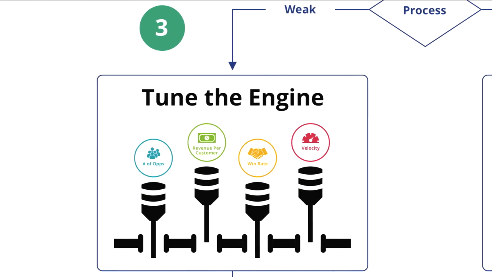If the process is weak, you will be able to set coaching goals around improving the sales process, which we call tune the sales engine. Here is our 4-cylinder engine. In order to drive or move our 4-cylinder engine, we have to improve the number of opportunities, our revenue per customer, improve our win rate or speed up our velocity. By doing these 4 things and setting coaching goals around opportunities, revenue per customer, win rate, and velocity, you will see an improvement in sales process.